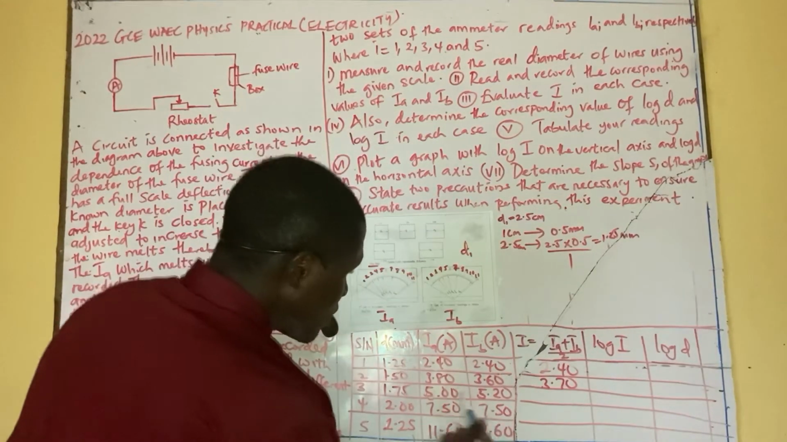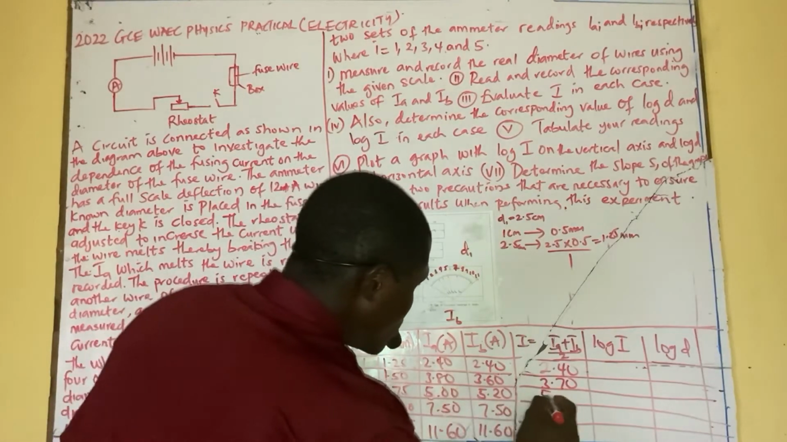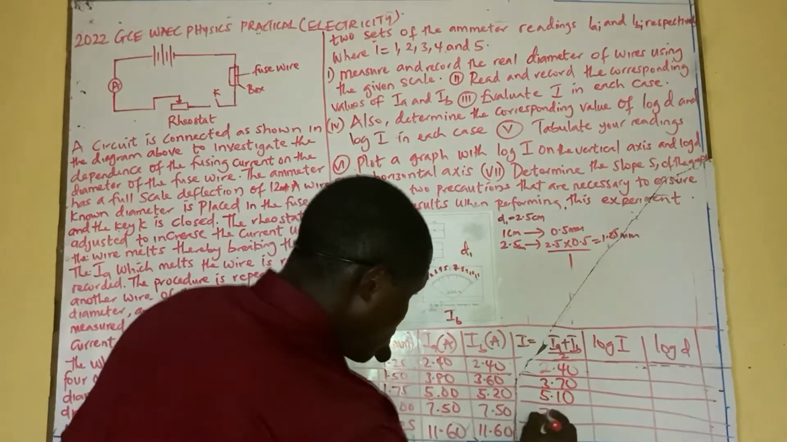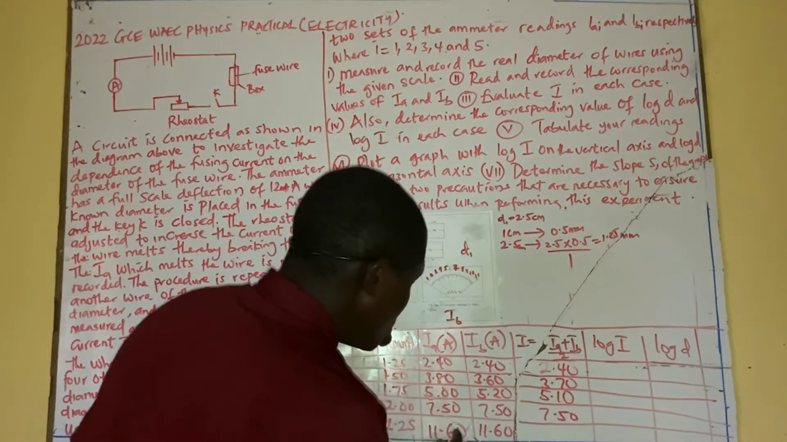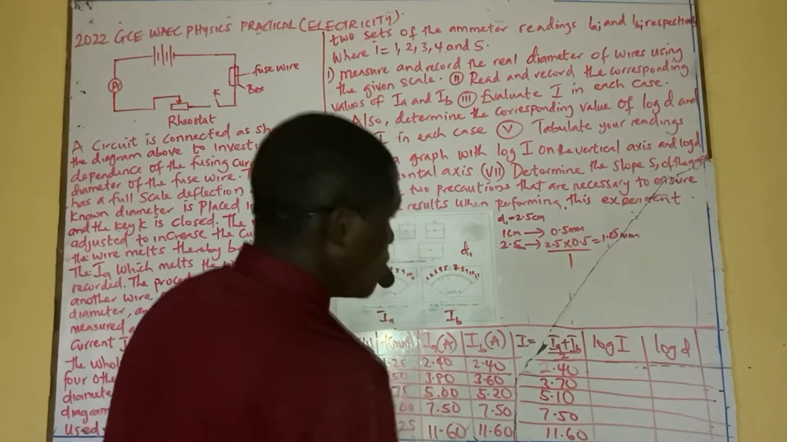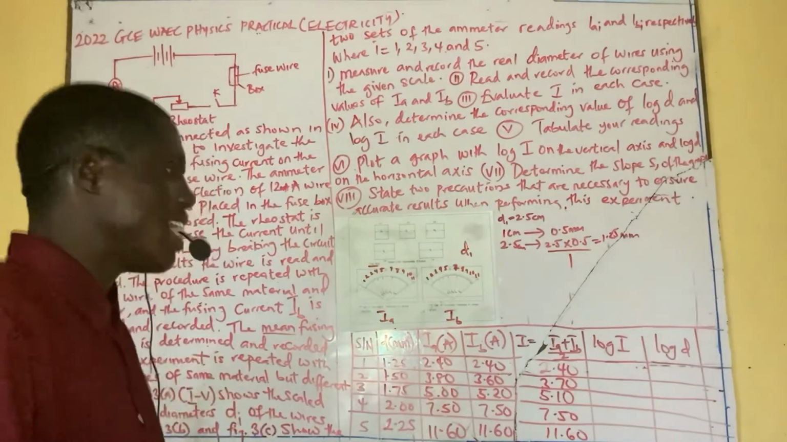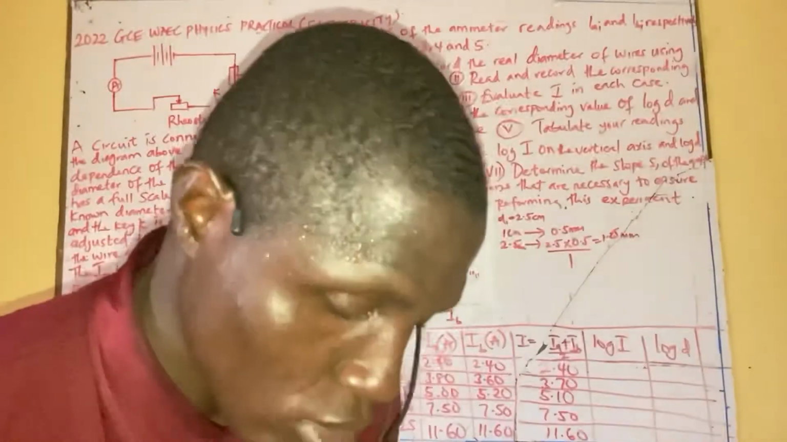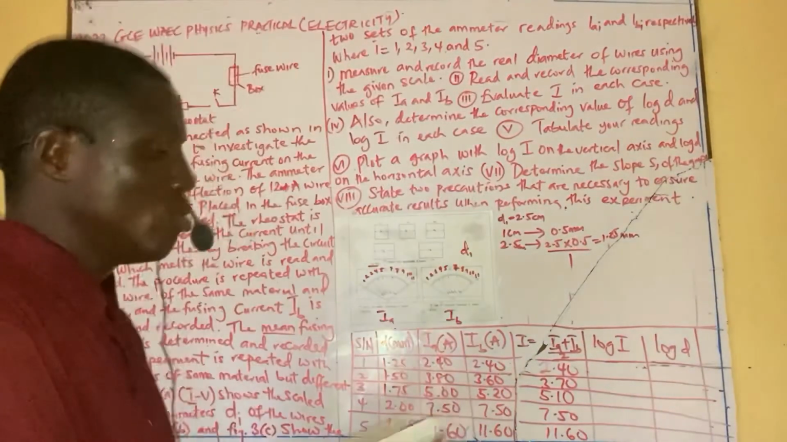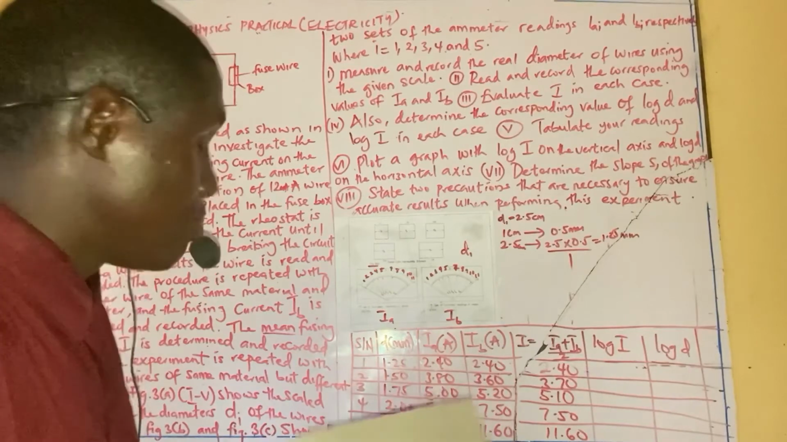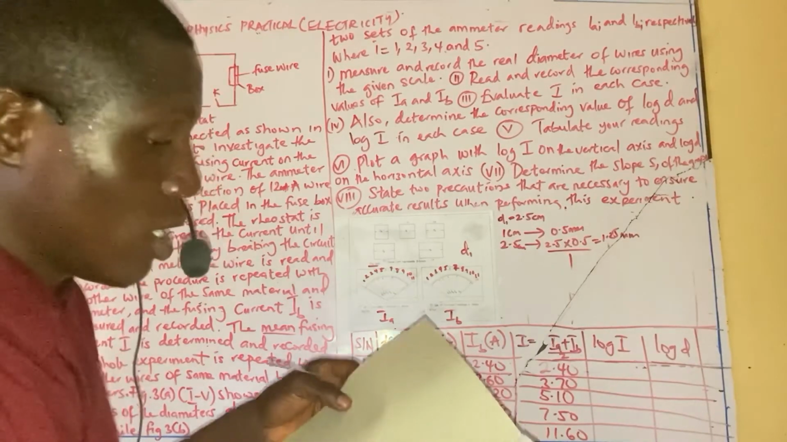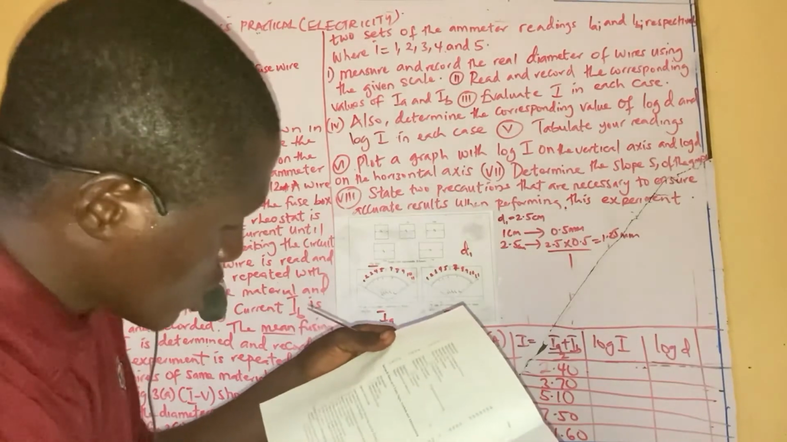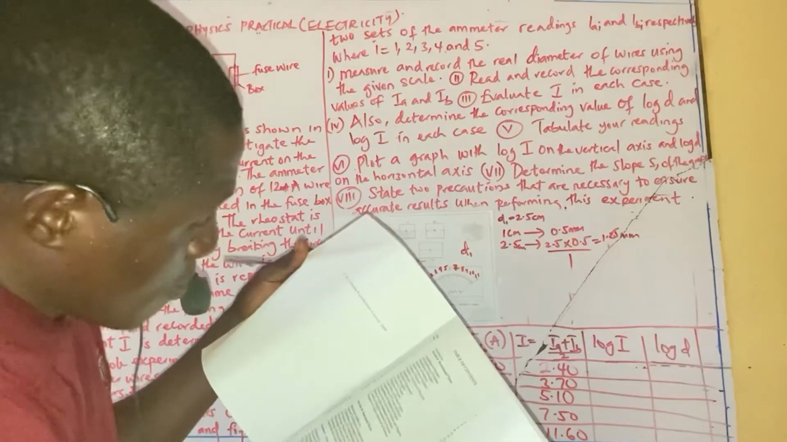If I add this one together, it gives you 5.10. Add them together again, 7.50, because they are the same thing, then 11.60. Now we have to find the log of I. I don't have a calculator with me, so I'm going to use the logarithm table. If you have a calculator, you can easily press log on your calculator. But here I'm going to make use of my logarithm table.